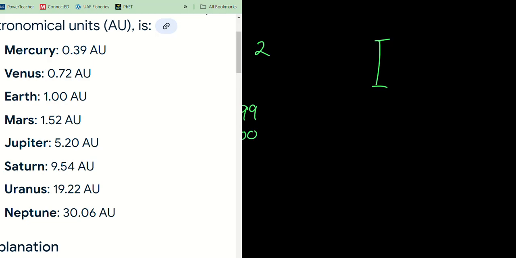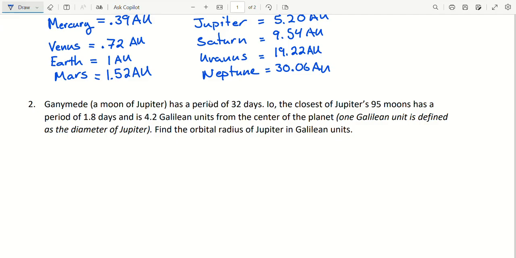But I do know that we're going to do this problem real quick. So welcome back if you're watching the video. We have Ganymede, with a period of 32 days. That's how long it takes to circle the planet of Jupiter, which it orbits. Io is another of these moons that orbits Jupiter, and it takes 1.8 days. Now, we are told that it's 4.2 Galilean units away.